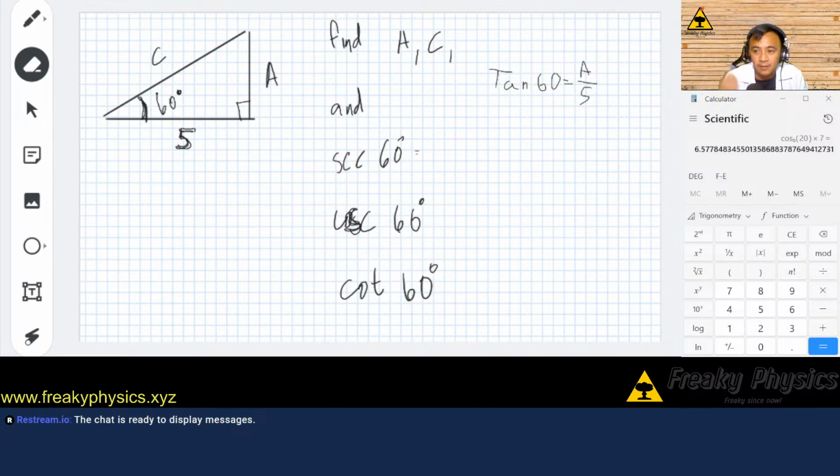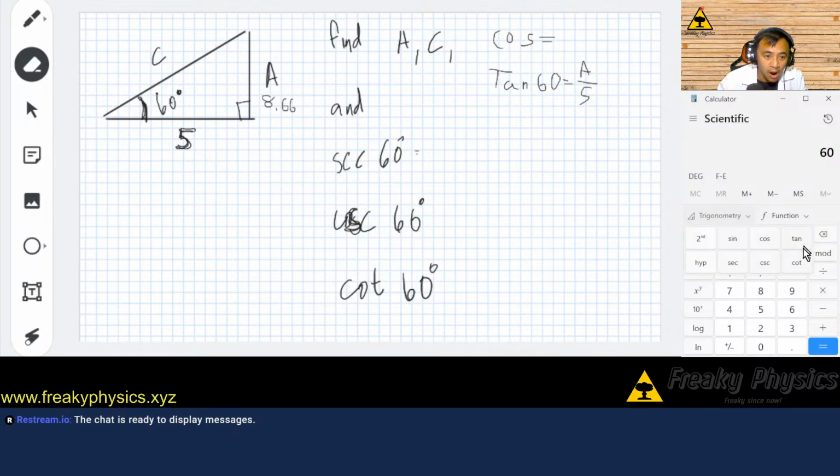This is 8.66, and you can find C with cosine. Correct. So, oh wait, no, I forgot 60. Cosine of 60 equals 5 over C. So your A is correct. We would divide 5 by cosine of 60, to find C.